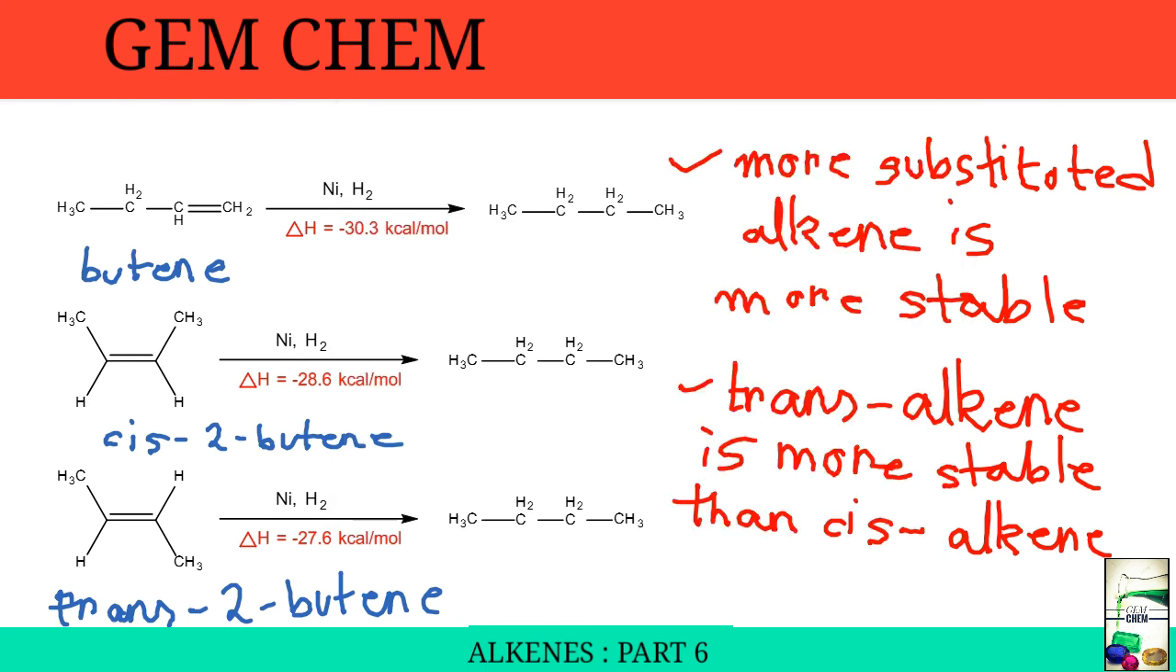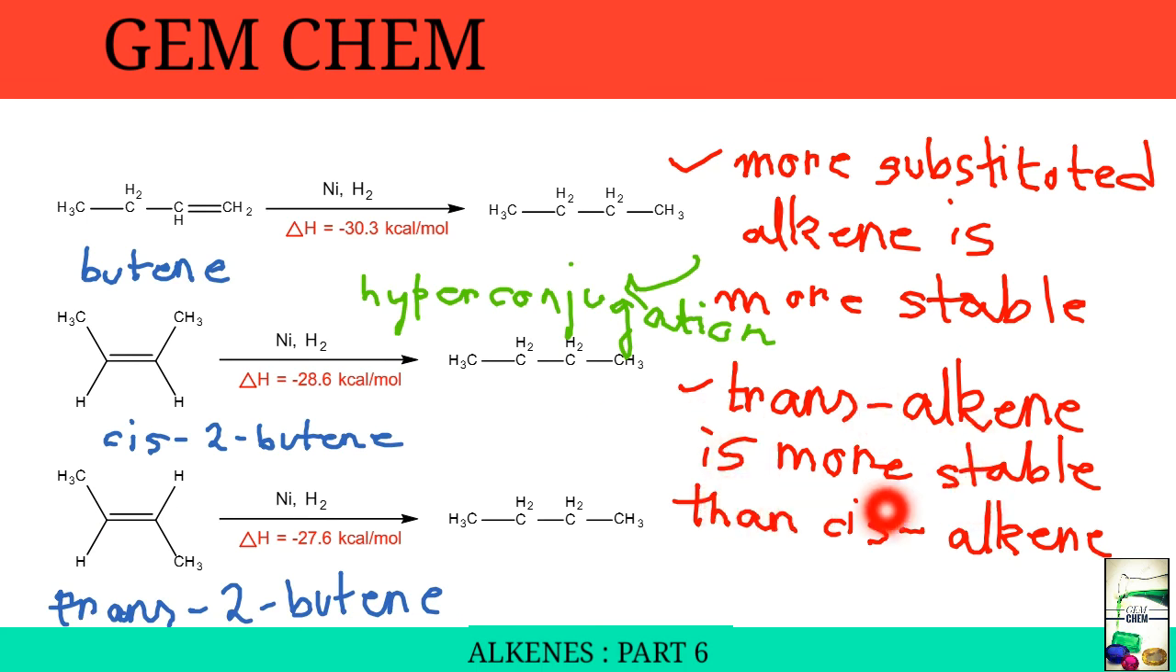So this stability is justified using hyperconjugation. And in the cis and trans case, we can easily say that in a cis alkene, the crowding between the two alkyl groups is more, thus its stability decreases. In a trans alkene, these two CH3 are far apart, so the steric crowding decreases. So we can justify that a trans alkene is more stable than a cis alkene.